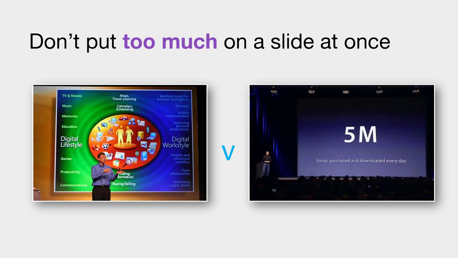This basically boils down to not putting too much on a slide at once. Here we have two behemoths of the technological world, Bill Gates on the left and the late Steve Jobs on the right. Bill Gates' presentations were generally agreed to be awful. Just look at the slide he's standing in front of here. It's an abomination. The sheer amount of stuff on the slide means the simple point about Microsoft's remit being equally about lifestyle and work style is massively overcomplicated.